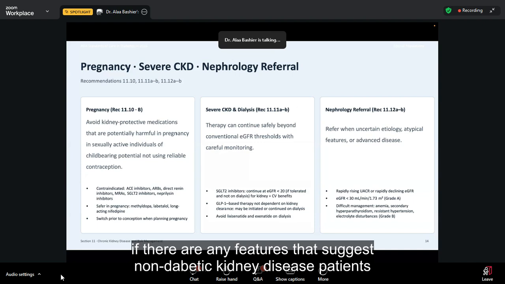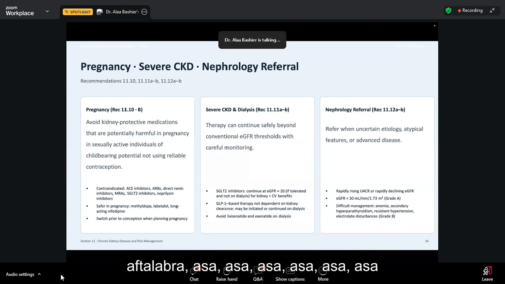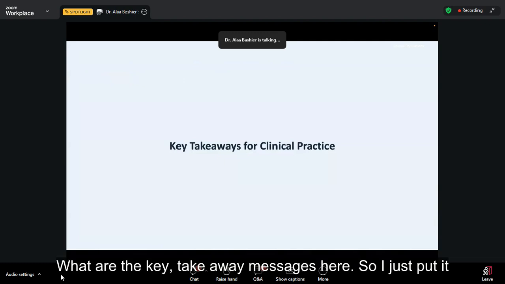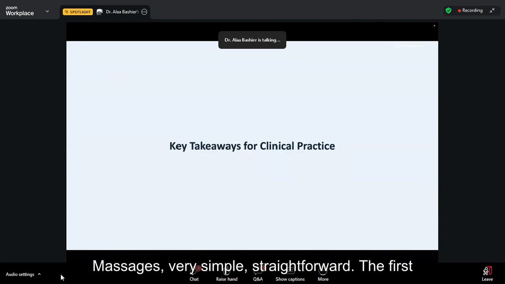These are very effective and they are safe during pregnancy. Again, if there are any features that suggest non-diabetic kidney disease, patients have to be referred immediately to the nephrologist for further workup. So what are the key takeaway messages here? I just put 8 messages, very simple, straightforward.